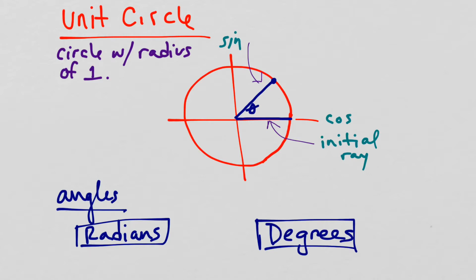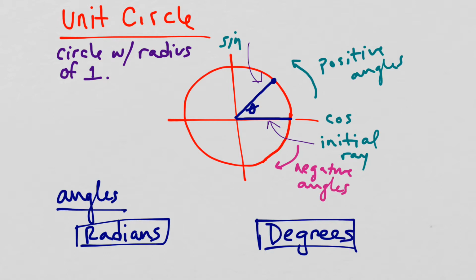Now, as we open the angle on a unit circle, these would be positive angles. And if we open it up the other direction, these would be negative angles. All right, so going counterclockwise is positive, going clockwise will be negative angles. All right, so we kind of went over that right here with the initial ray. All right, so the initial ray is always started that way.